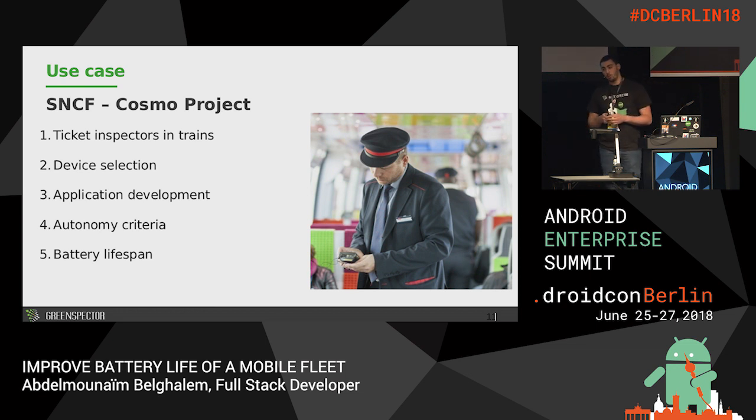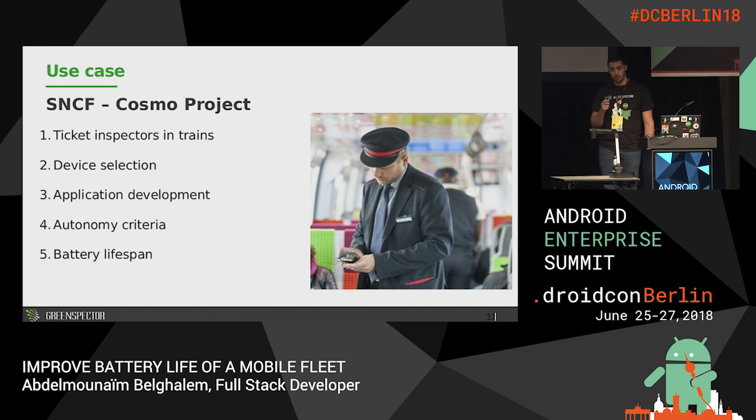They had, of course, an autonomy criteria because it's B2B, so the worker has to work 8 hours a day, which means if your application makes it that the battery dies in 3 or 4 hours, this is not a thing you want to have, because especially they are in trains, so it means that they either have to have another phone in their pocket to end the day, or an external battery, which is heavier and not a solution.